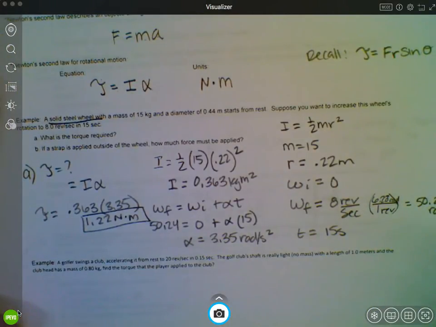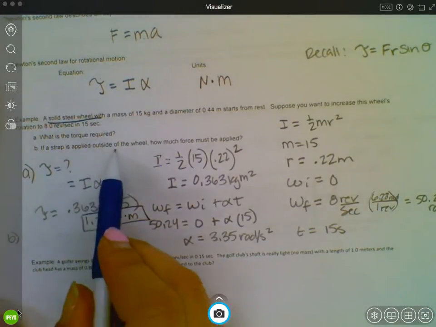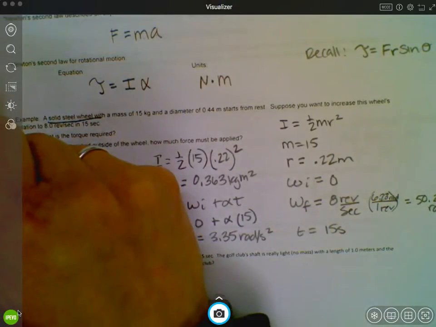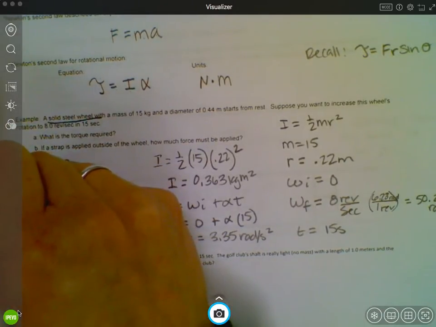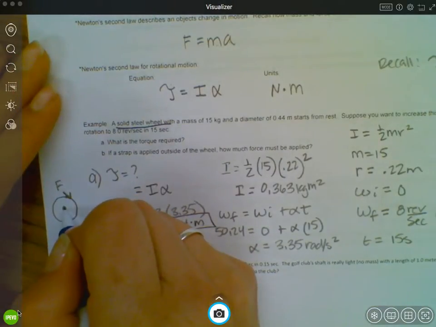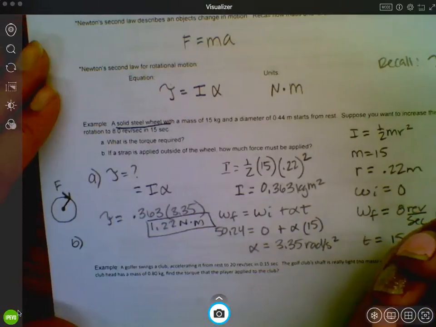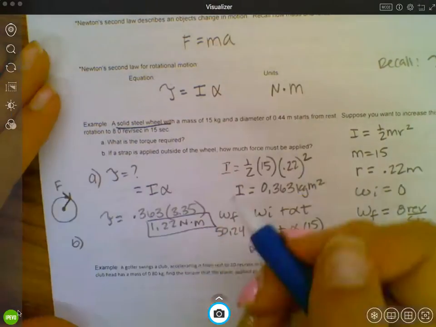Okay. Now it says, in part B, if the strap is applied outside of the wheel, how much force must be applied? So you can imagine here's the wheel, okay, and there's some sort of force applied outside, out here, and this is the force. The pivot point, or center of rotation, would be in the center of the wheel, so the distance from the pivot point to the force would just be the radius of the circle, okay, and we want to know what force we would need in order to get this torque.